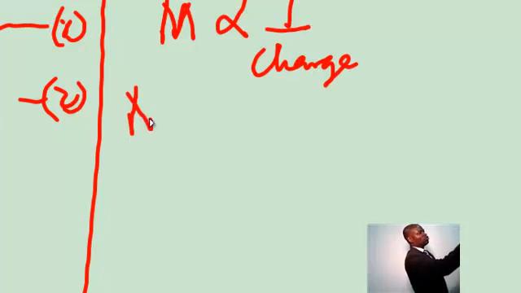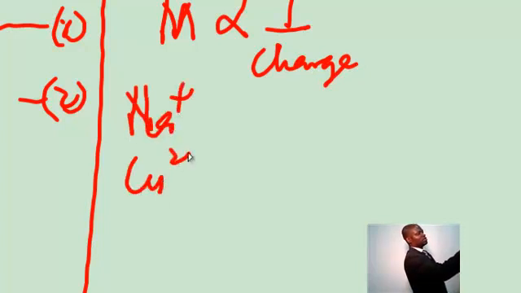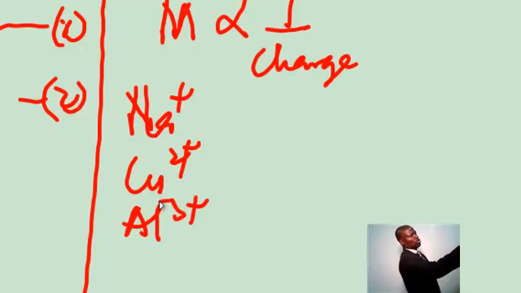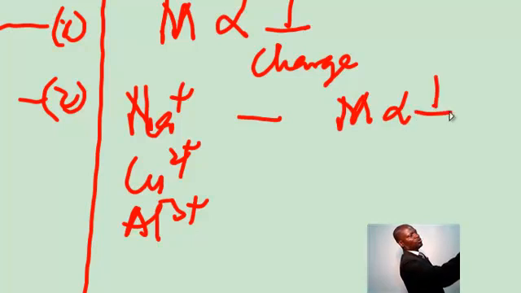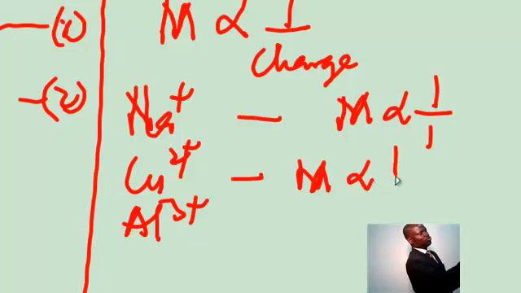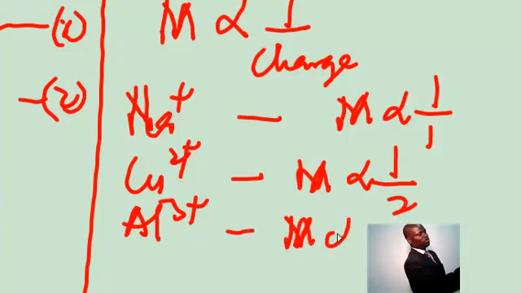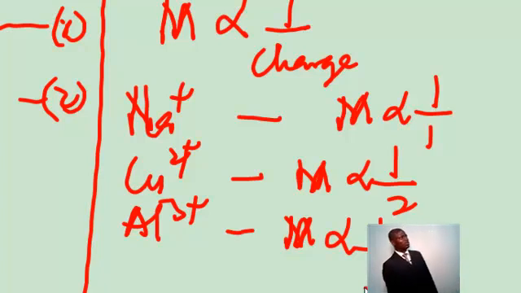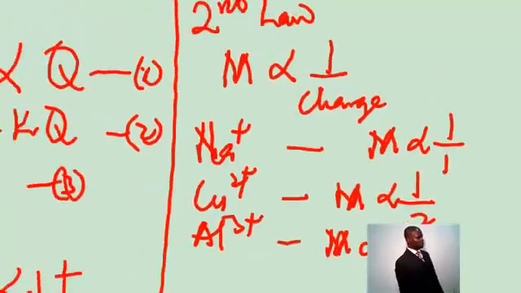If you have three different ions, we have sodium ion, copper ions, and aluminum ions. The mass for sodium will be mass proportional to 1/1 because the charge is 1. The mass for copper will be mass proportional to 1/2 in an inverse approach. And for the last one, the mass will be inversely proportional to 1/3. In other words, 1 Faraday will liberate 1 mole of a monovalent ion, 1/2 mole of a divalent ion, and 1/3 mole of a trivalent ion. That is what the law is all about.